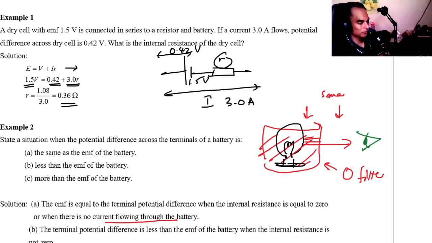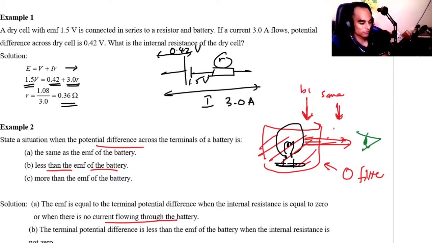If the potential difference is less than the EMF of the battery, it means the light that goes to your eye is lesser. This side is brighter and this side is dimmer. So it means that over here we have a lesser intensity, but it is not zero.